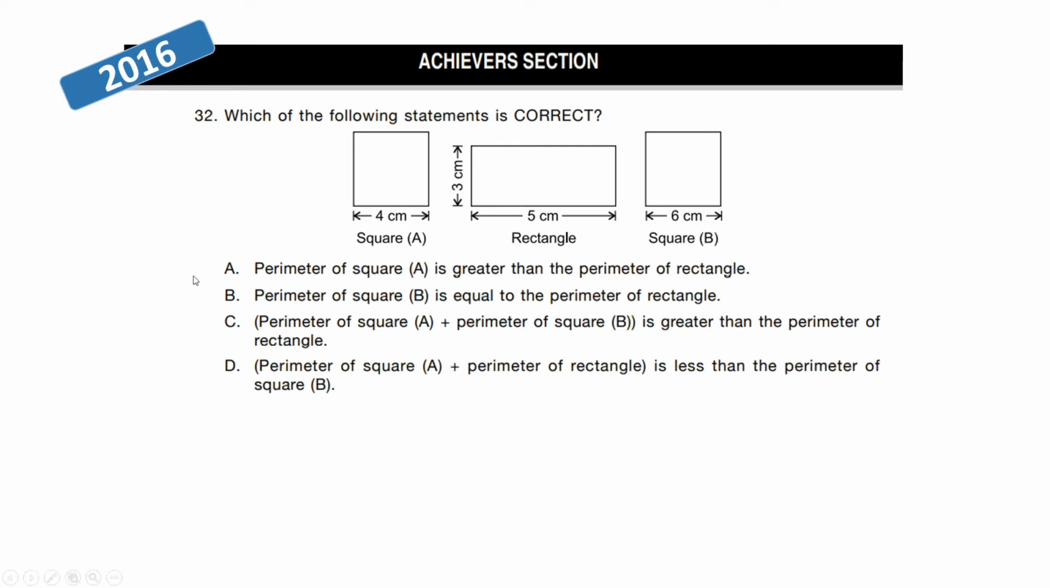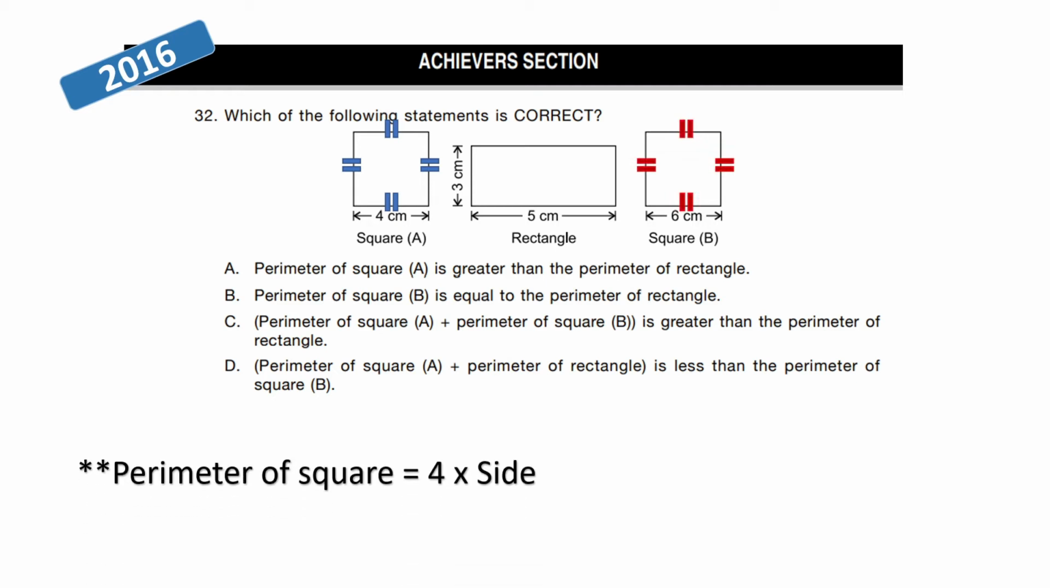Well, these are all about finding the perimeter. Remember, perimeter is sum of the boundary of the figure. Now for square, all sides are equal. That means the perimeter of the square is 4 times its side. So by this, perimeter of square A will be 4 times 4, which is 16 centimeter, and perimeter of square B will be 4 times 6, equal to 24 centimeter.